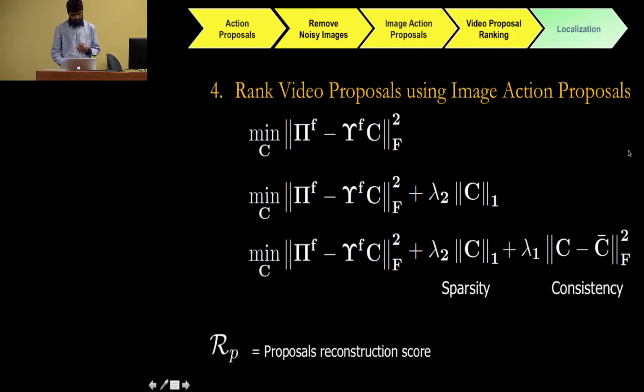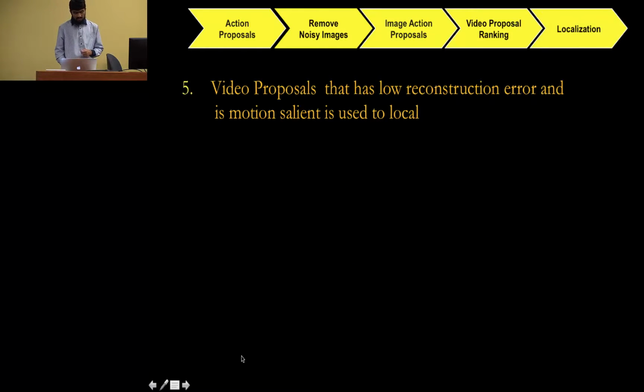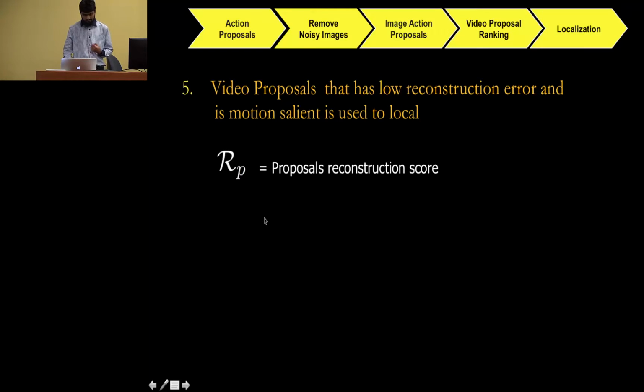Using this, we get the reconstruction error for each of the proposals, which can be denoted as RP. So we have the reconstruction error for each proposal, and then we have the motion score. The motion score is nothing but the normalized optical flow derivatives that we have in the very first step, and we use that in addition to the reconstruction error.